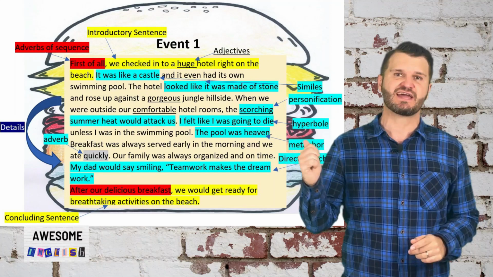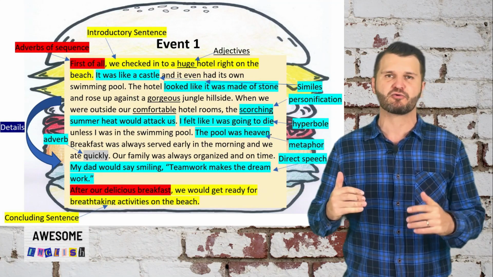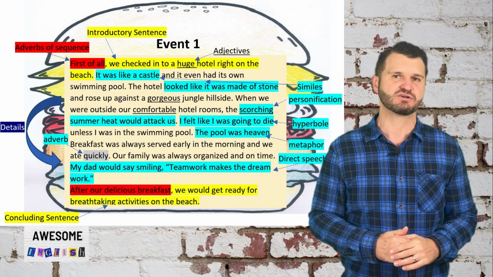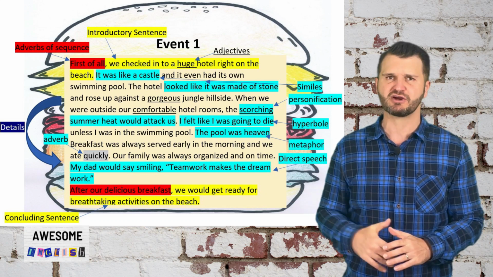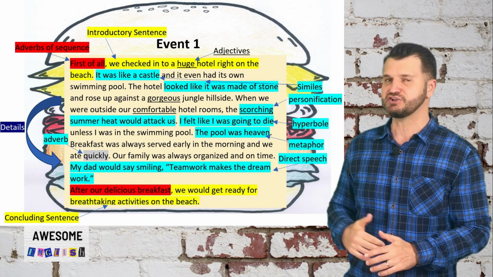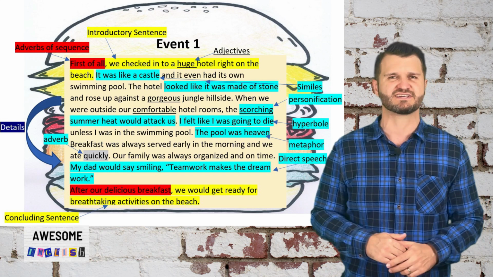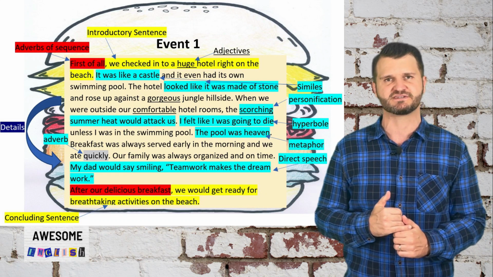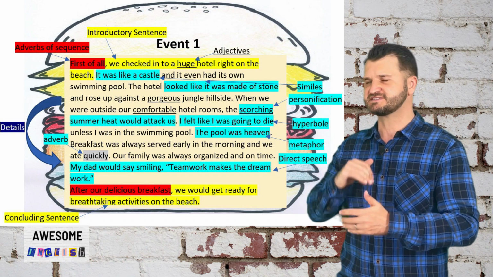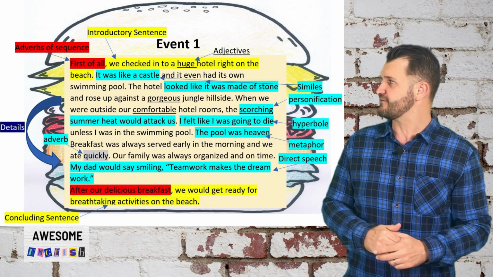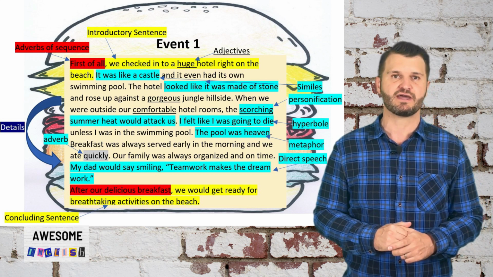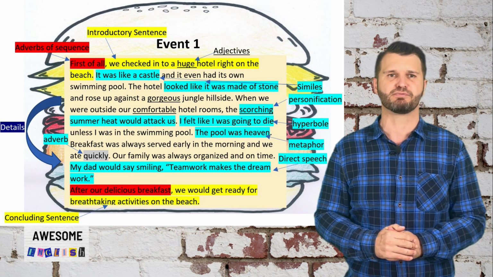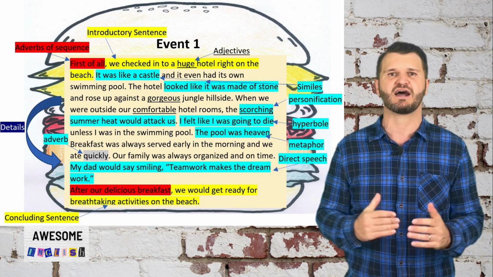Okay, so let's check out the event 1 paragraph annotated. You can see we have used the hamburger strategy. We have our introductory sentence highlighted in yellow. We have the concluding sentence highlighted in yellow too. That's the bun that holds our burger together. And then it's full of details. We've used adverbs of sequence in red. We also have literary devices like a simile there in blue. It was like a castle.